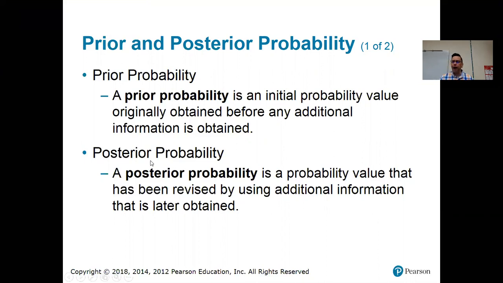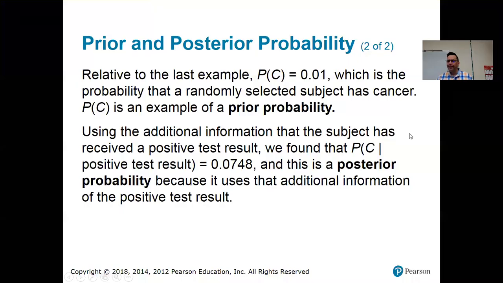It uses additional information. So conditional probabilities are often this second kind, posterior probability, because it takes into account additional information. And this is what you just heard me say. The probability, or 1% of the population has cancer, that's a prior probability. Probability a person has cancer given that they tested positive, that's a posterior probability.